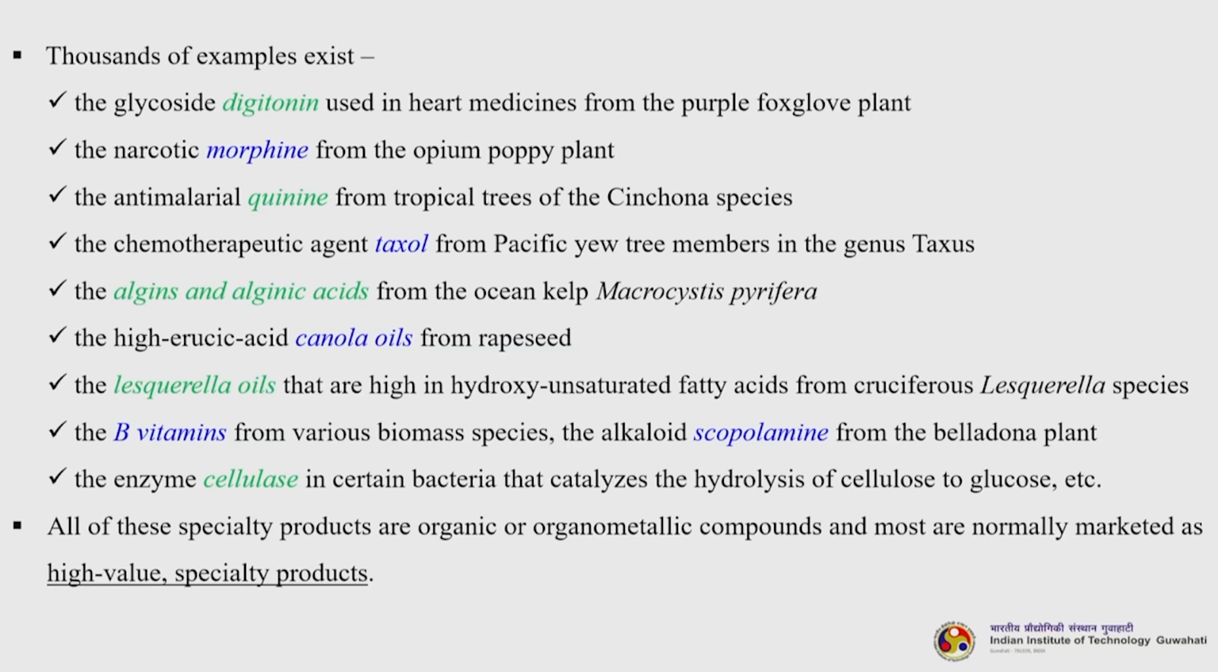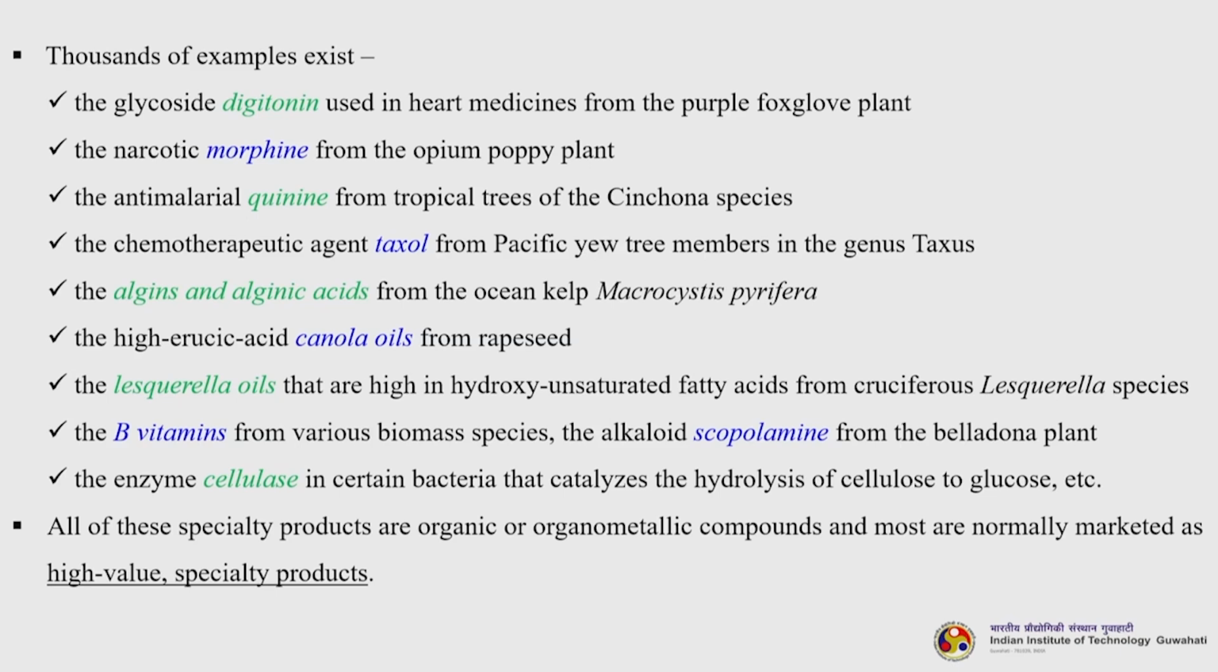The glycoside digitonin used in heart medicine from the purple foxglove plant, the narcotic morphine from the opium poppy plant, the anti-malarial quinine from the tropical trees of the cinchona species, the chemotherapeutic agent Taxol from Pacific yew tree members of the genus Taxus, the alginates and alginic acids from the ocean kelp Macrocystis pyrifera, the high erucic acid canola oils from the rapeseed, the Lesquerella oils that are high in hydroxy unsaturated fatty acids from cruciferous Lesquerella species, the B vitamins from various biomass species, the alkaloid scopolamine from the belladonna plant, the enzyme cellulase in certain bacteria that catalyzes the hydrolysis of cellulose to glucose, etc.